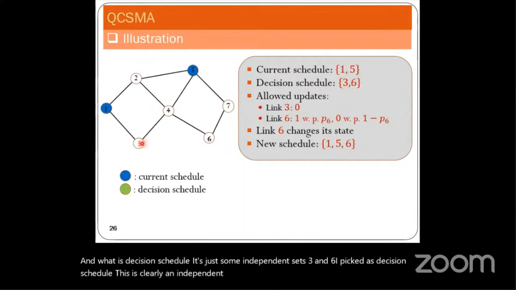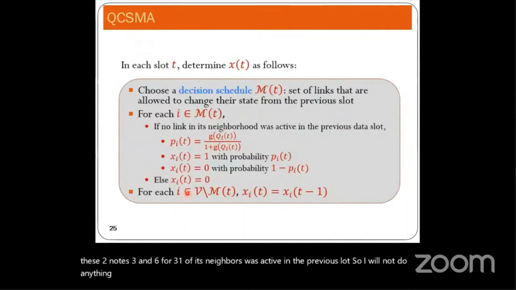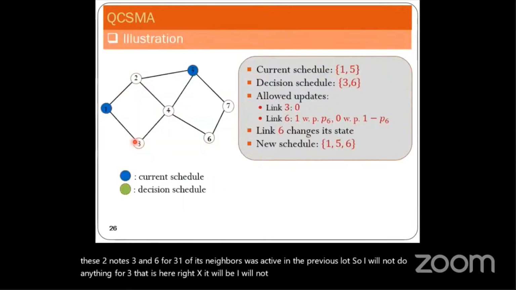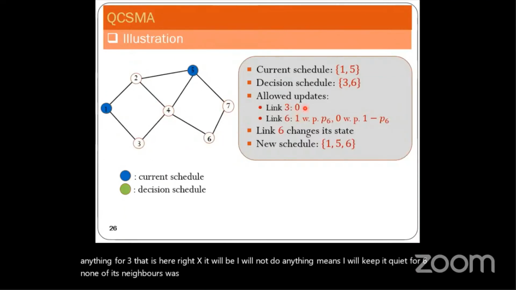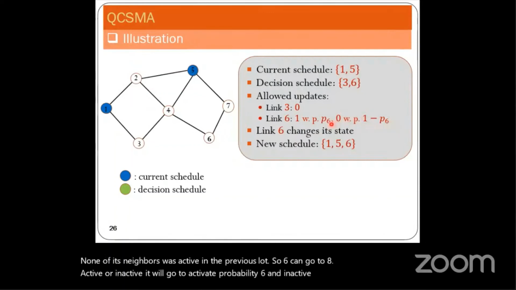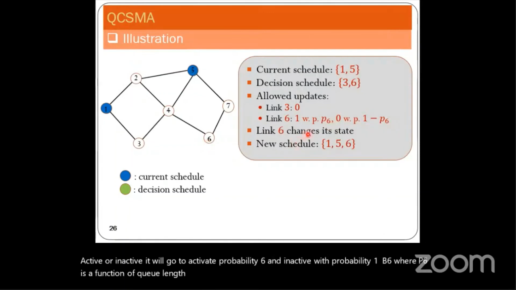Now let's see. I'll have to take a call for each of these two nodes, 3 and 6. For 3, one of its neighbors was active in the previous slot. So I will not do anything for 3, meaning I'll keep it quiet. For 6, none of its neighbors was active in the previous slot, right? So 6 can go to active or inactive. It will go to active with probability P6 and inactive with probability 1 minus P6, where P6 is a function of queue length at 6. So suppose link 6 changed its state. It became active. Then this is the new schedule.